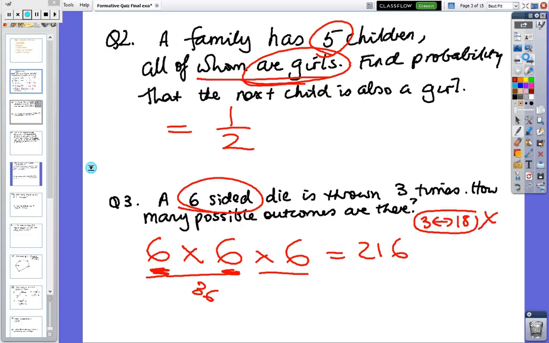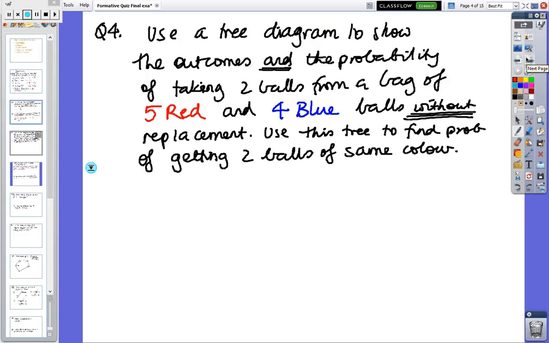Okay, so now we're at the tree diagrams. Have a read of the question. It's a normal question. We're going to take 2 balls and we're not going to replace the balls, and then do your tree diagram, and then the last part of the question is what's the chance of getting the same colour? So when you're ready, come back.